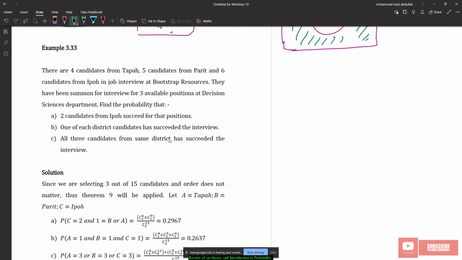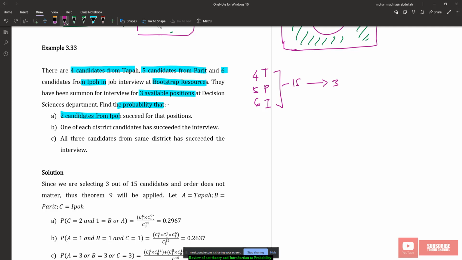So example number 3.3. There are 4 candidates from TAPA, 5 candidates from Parade, and 6 candidates from IPO in a job interview at Bootstrap Resources. They have been summoned for an interview for 3 available positions at the Decision Science Department. Find the probability that 2 candidates from IPO get those positions. So we have 4 from TAPA, 5 from Parade, and 6 from IPO. The total is 15. Out of 15, we want to select only 3.